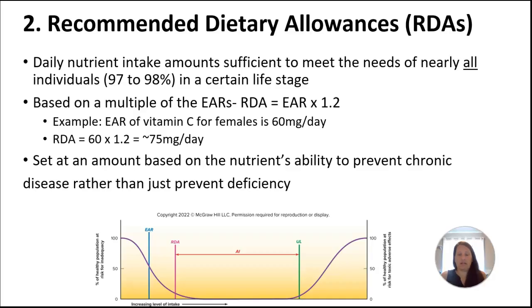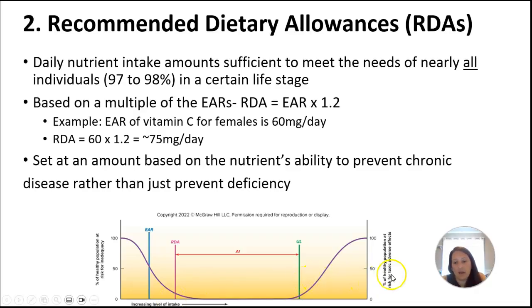These represent daily nutrient intake amounts that are sufficient to meet the needs of nearly all individuals, so 97 to 98% in a certain life stage. So not 50%, but most. Okay, so again, if I come down here to that same exact graph, RDA, recommended dietary allowance, the percent of a healthy population at risk for inadequacy goes way down to, and there's not actual numbers on here, but down to like 2 or 3%. Okay, so there's a huge decrease in the number of individuals that would be at risk for an inadequacy.